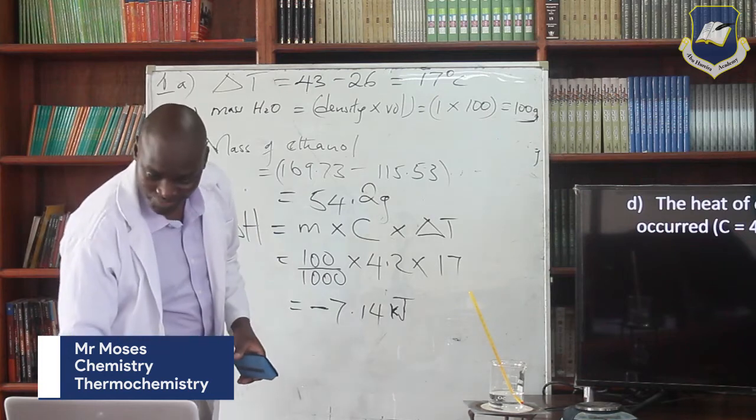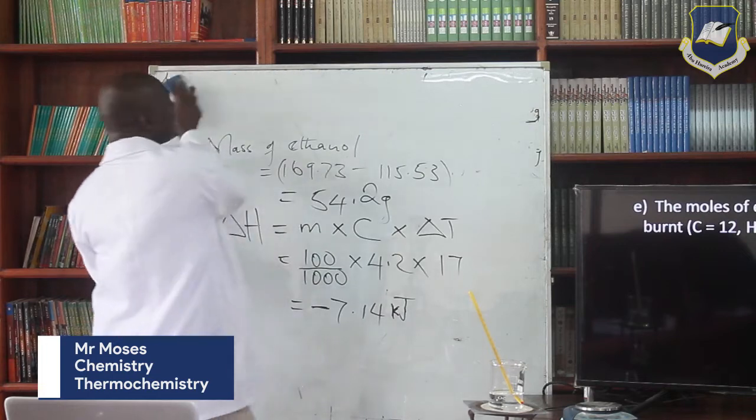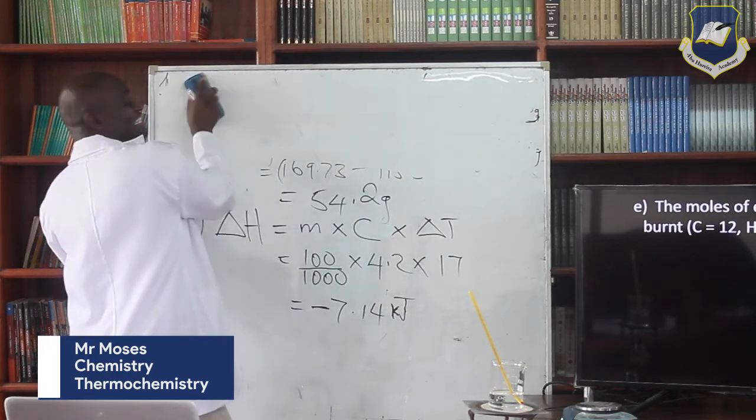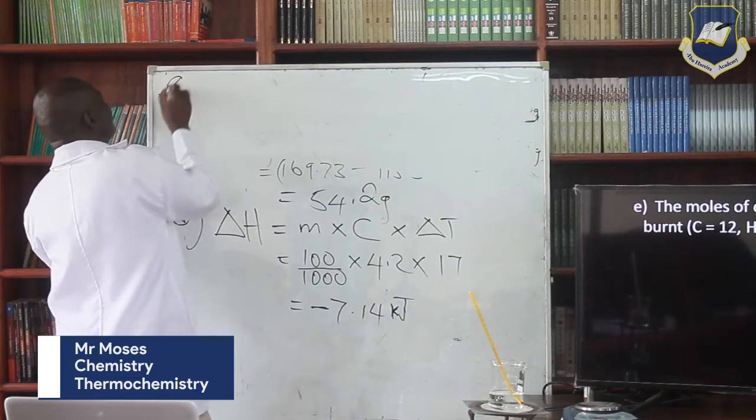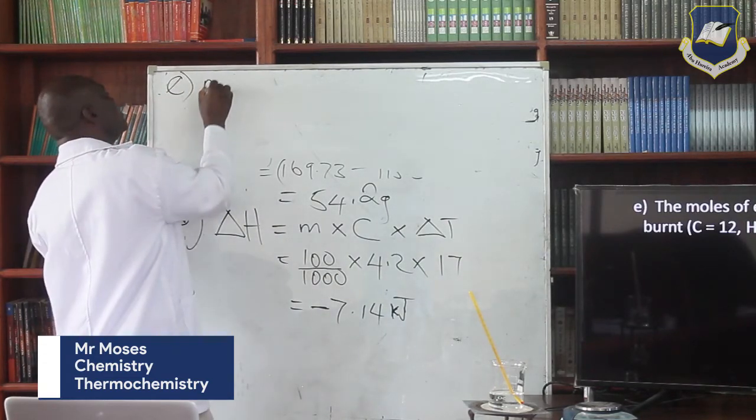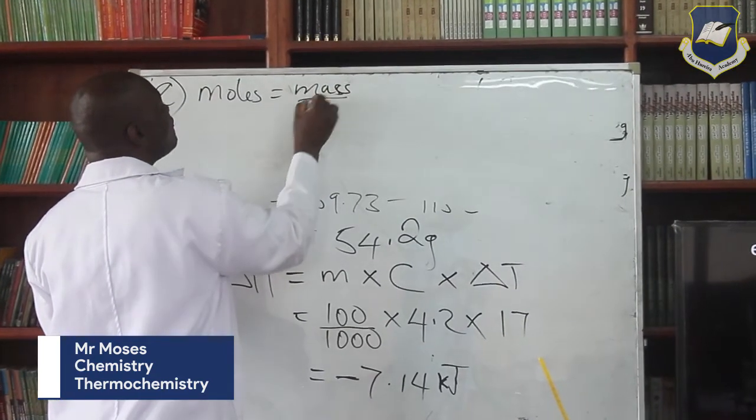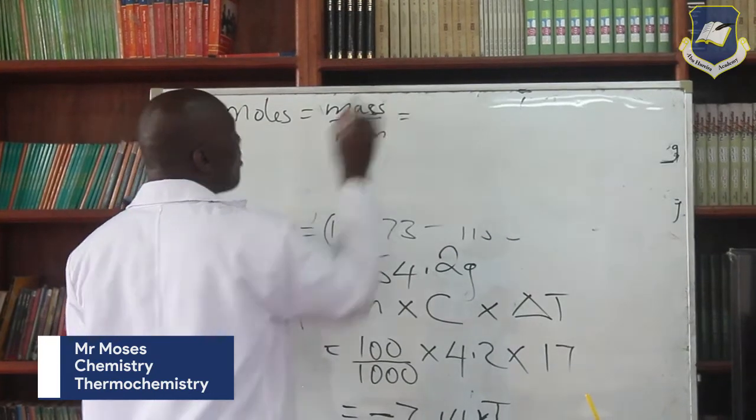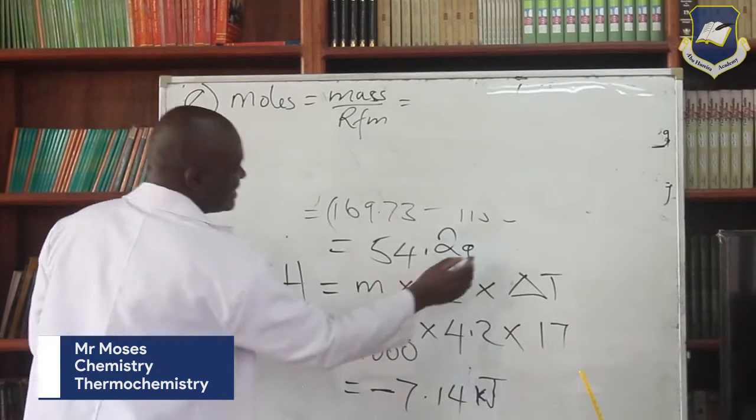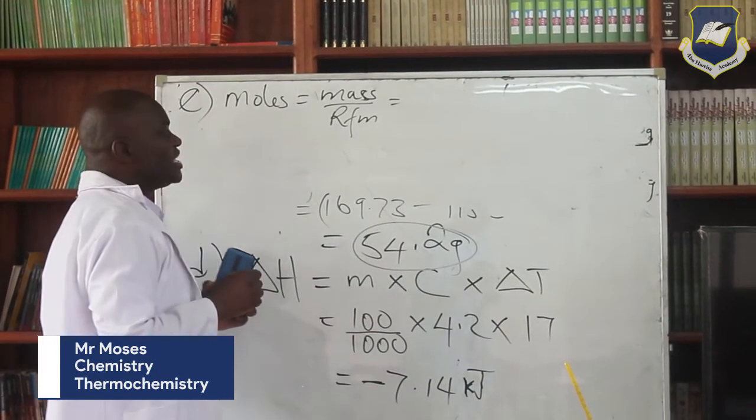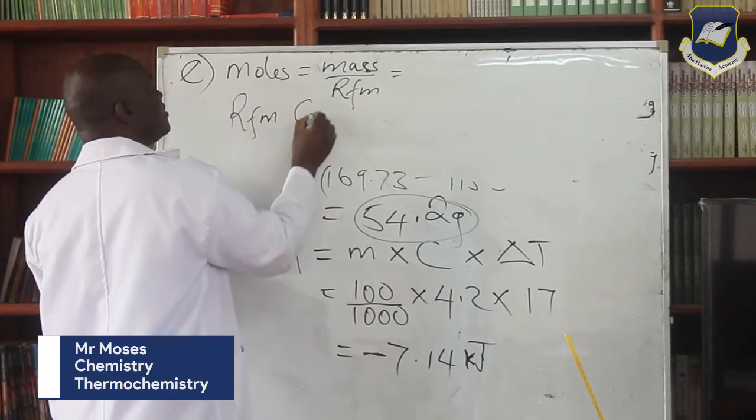Now, the next thing, which is part E. Part E, they're asking us to calculate the moles of ethanol burnt. That is part E. Moles of ethanol. We know that moles is equal to mass over RFM, the number of moles of a compound. Do we have the mass of ethanol burnt? Yes, it is here. Do we have the RFM? We can come up with the RFM of ethanol.